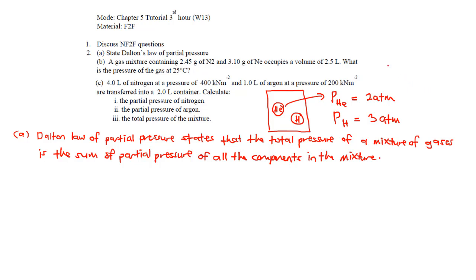If you want to find the total pressure, we just add up the partial pressure values. This is just an example, and hydrogen is H2, hydrogen gas.